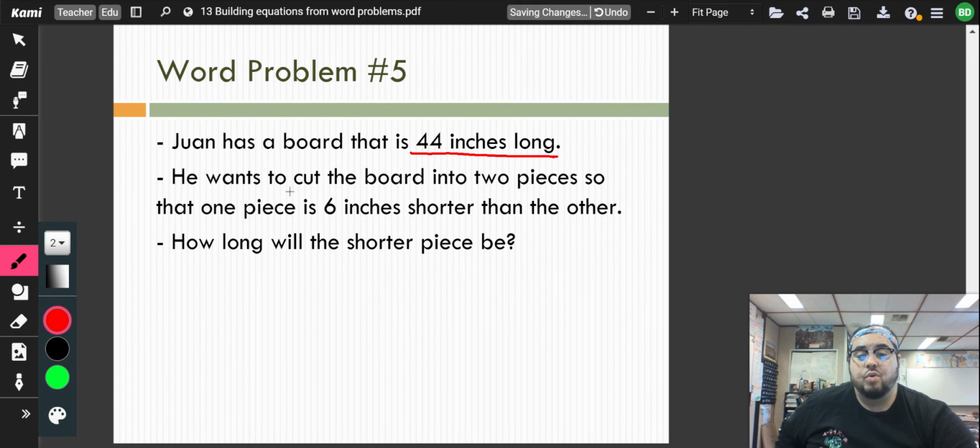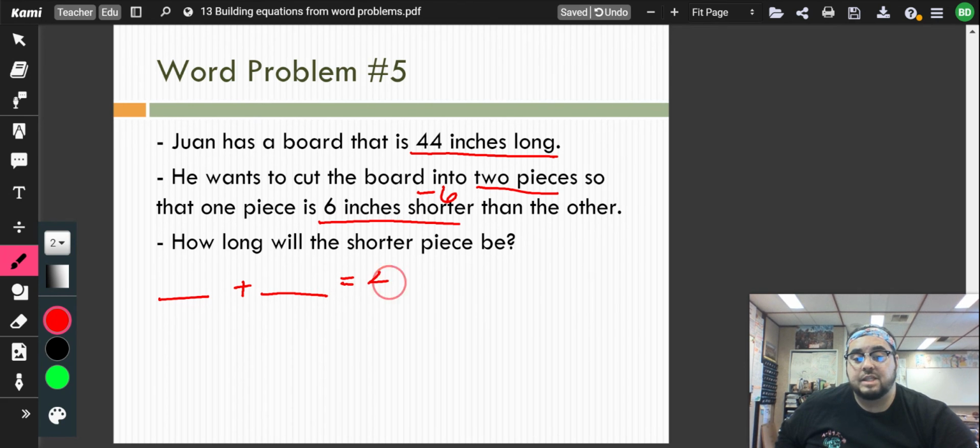He cuts the wood or the board into 2 pieces, so that one piece is 6 inches shorter than the other. Shorter is a subtraction, so we're going to subtract 6. How long will the shorter piece be? So we have 2 pieces of wood that we're adding together, and if you add the wood back together, it goes back to the original 44, right? You cut 2 pieces, they still would add up to the original 44 inches of the original bigger piece. So we have the long piece, and we have the short piece. The long piece is an unknown. The short piece is an unknown as well.